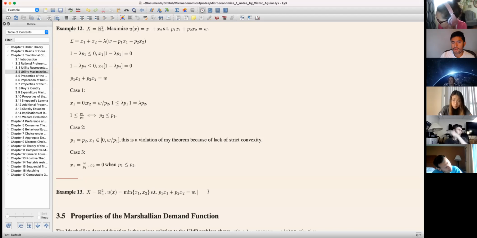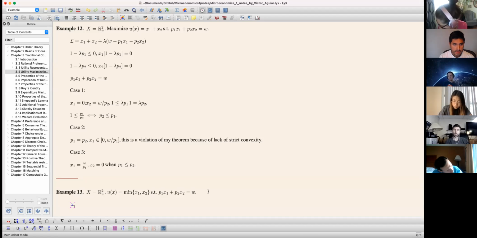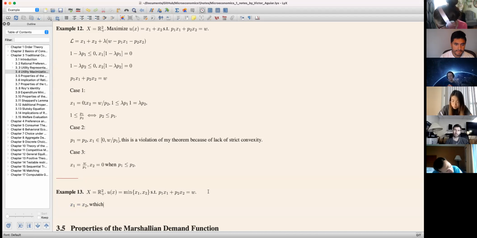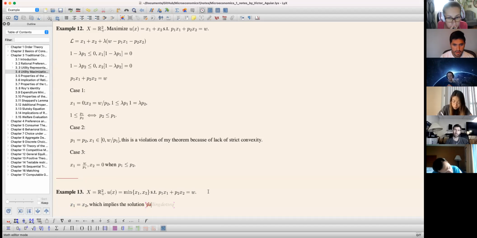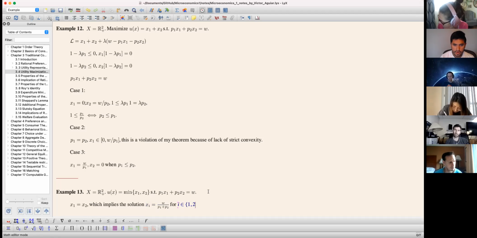In other words, the way to solve this, as I mentioned, is by recognizing that you can solve this at the kink, and this requires that x1 is equal to x2, which implies the solution is W divided by P1 plus P2. Okay.